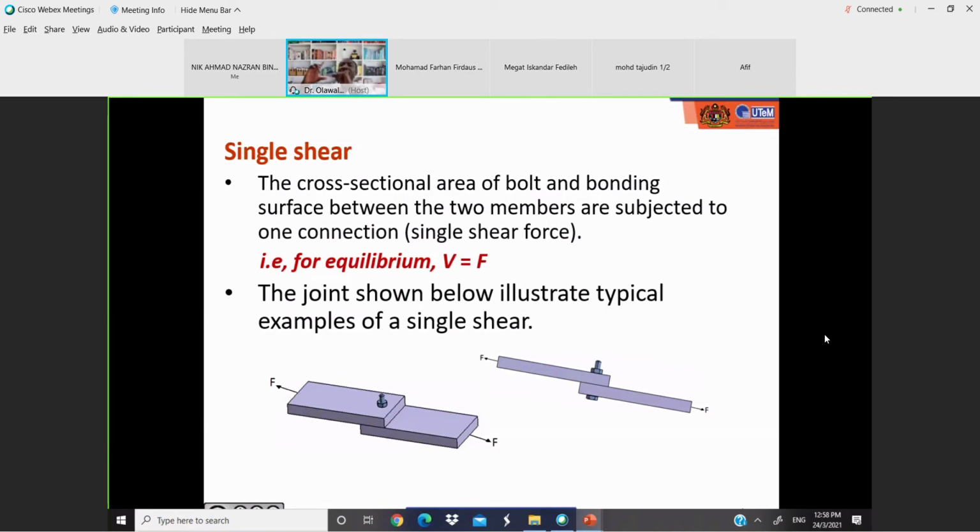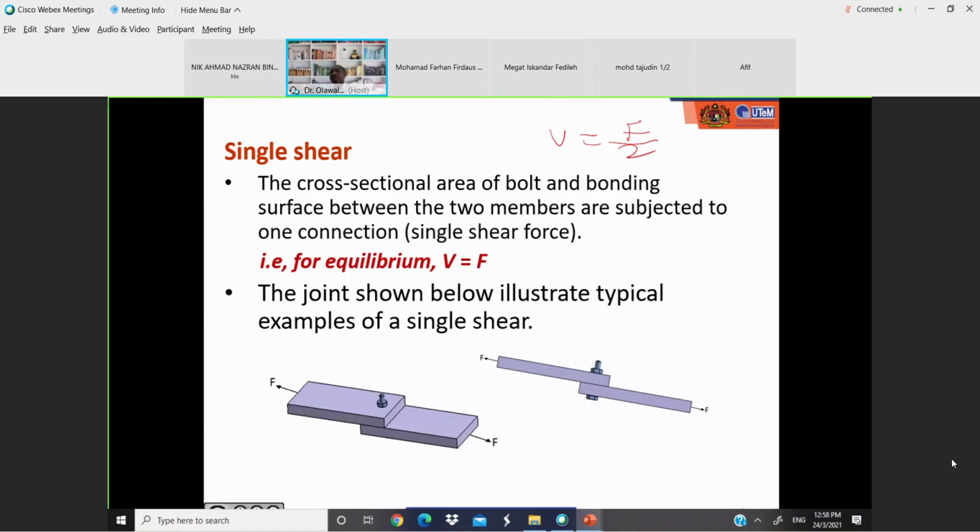So for double shear, my V is equal to F all over 2. Because I'm applying my F here, this is my normal force. As a result of this normal force, the joint here is going to take part of it, and the joint here is going to take part of it.